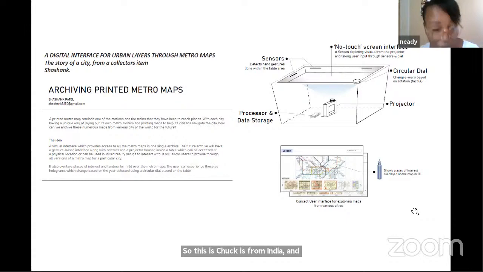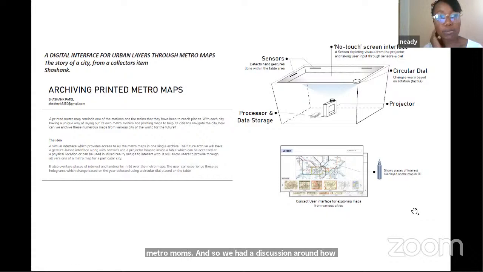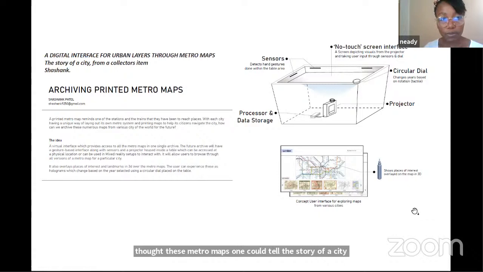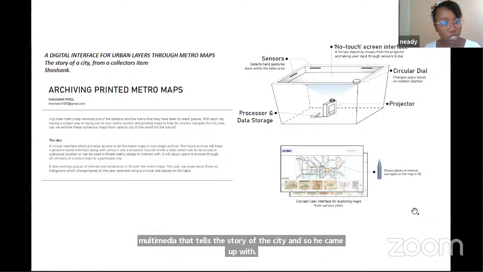And so we had a discussion with him around how he thought these metro maps could tell the story of a city. So the metro maps are a way of navigating the city, but the way we navigate cities has changed over time. So we thought of this as an interesting archive that's multi-layered, that tells the story of the city. And so he came up with a digital interface that was interactive, because it was also important to us in formulating these archives.